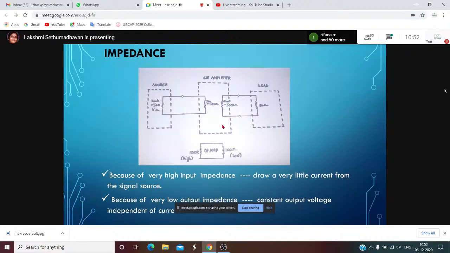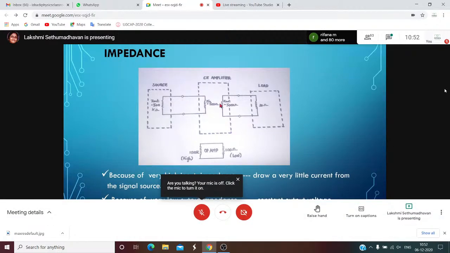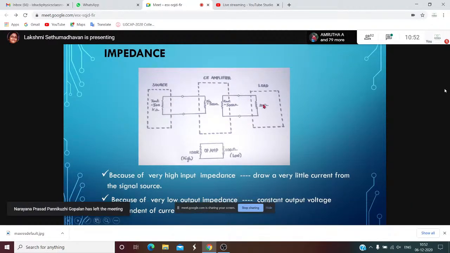You can also understand it with equations. I'm not going into it at present. Anyway, you can see 500 kilo ohms and 500 ohms, it doesn't match. It is not the same order. Here also, 500 kilo ohms and 20 ohms, it doesn't match. So you cannot expect an efficient power transfer from the source to this load, even if you do your amplification.